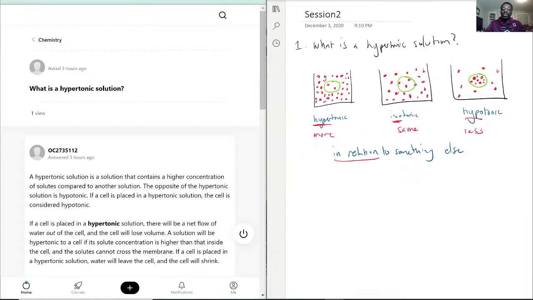Now if we assume that this membrane, like the ball, is only permeable to water, meaning water can flow in and out, and that's a key part, then the solids can't go in and out. The only thing that can move in and out would be the water. Let's start with the isotonic solution. If the membrane is only permeable to water, water has no reason to move, because everything is already the same.